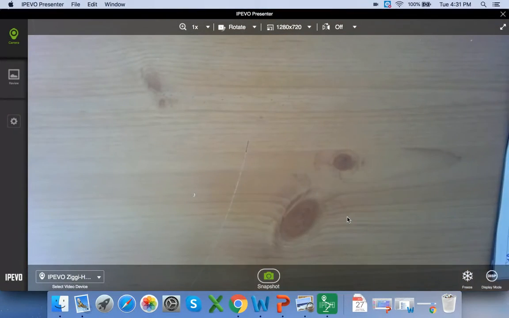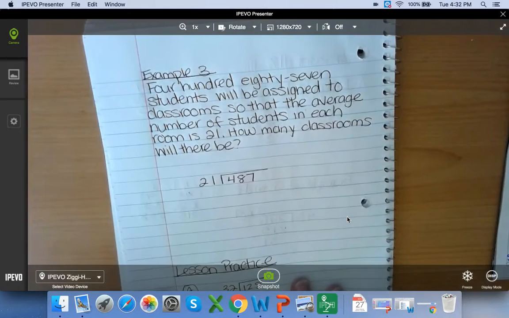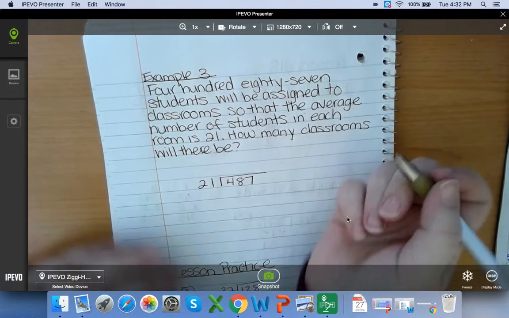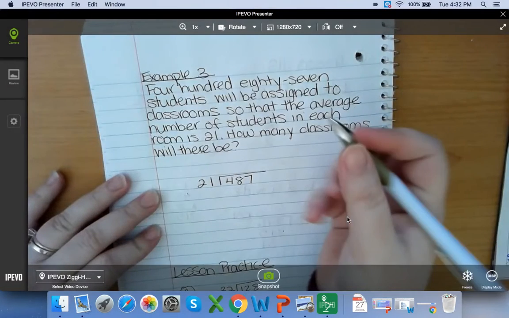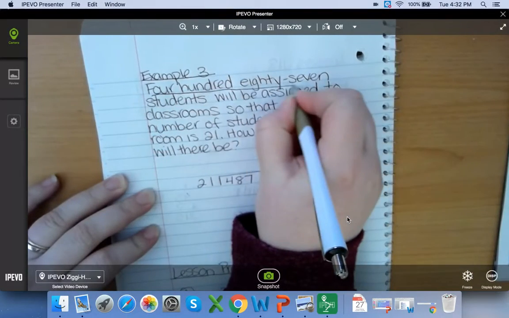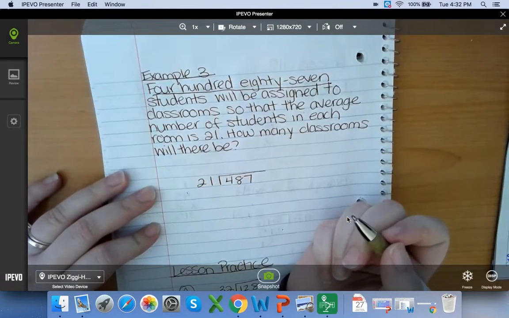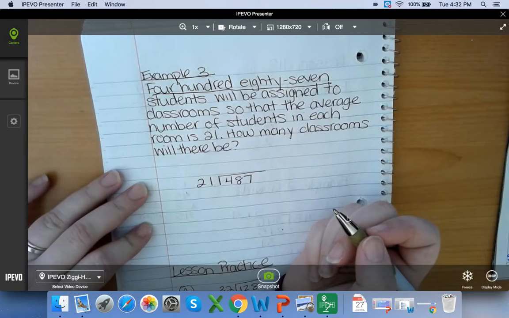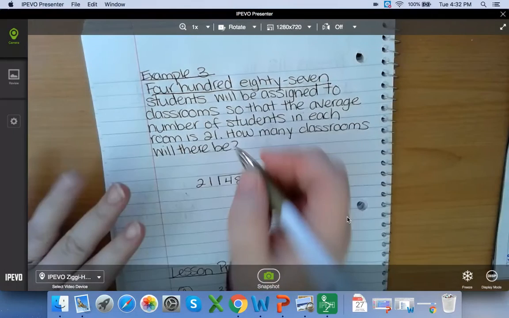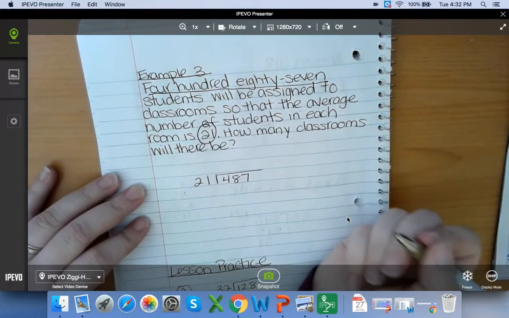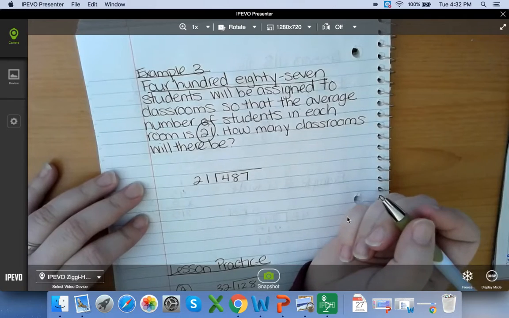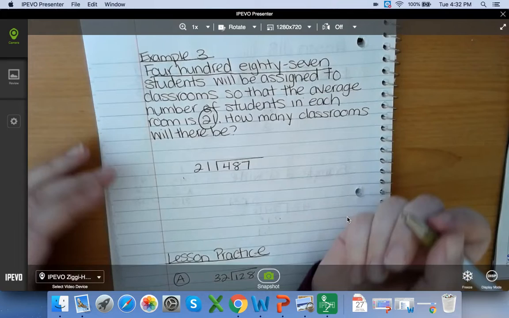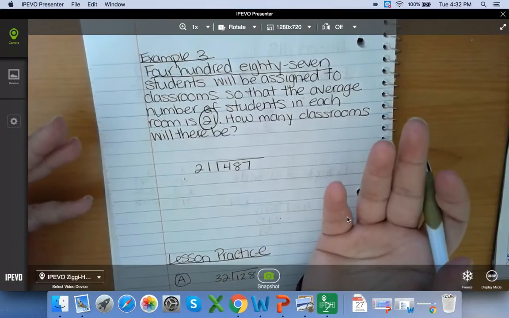All right, so now example 3 is a word problem. So the word problem says 487 students. So what I'm going to do is I'm just going to underline 487. Students are going to be assigned to classrooms so that the average number of students in each room is as close to 21 as possible. So 21's there. How many classrooms will there be? Well, this is an interesting question because we're going to have to run into another problem here.